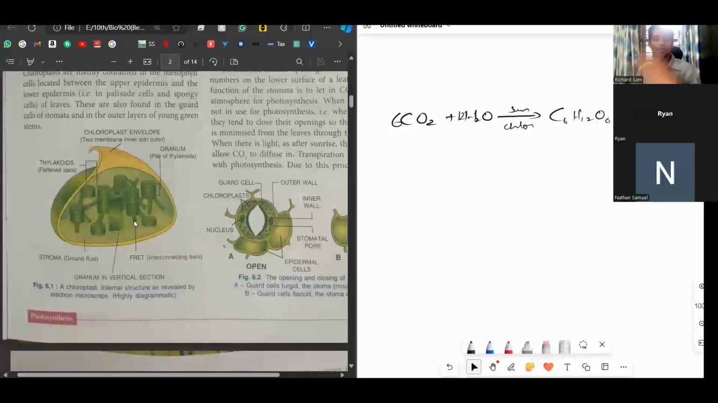And let me tell you right now, the light independent reaction takes place in the stroma. What is the stroma? The ground fluid. That is the remaining space around the thylakoids. That is where the light independent reaction takes place. So light dependent takes place in the thylakoids, and the light independent takes place in the stroma.